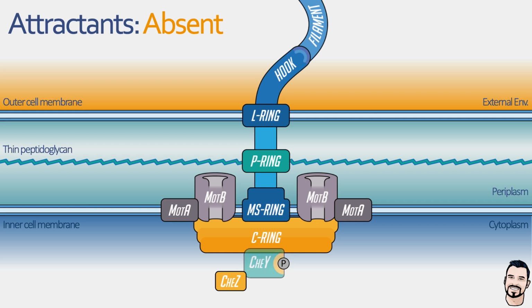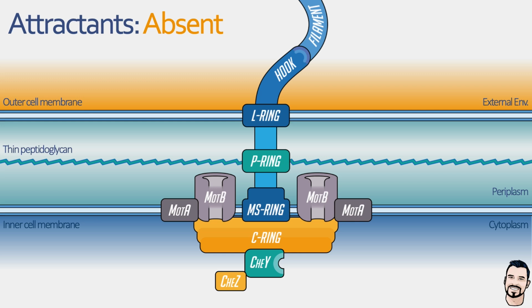Now, it does this by dephosphorylating activated CheY into its non-active unphosphorylated form, and so by controlling the life cycle of phosphorylated and non-phosphorylated CheY, the cell can ensure a rapid and reversible response to environmental signals.